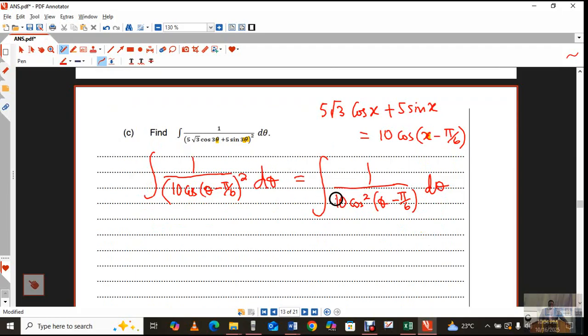I must just also mention that this is going to become 100 because you're squaring. 10 squared is 100, and when you square this, it becomes cos square. All right. Why is this so important? Because this can be rewritten as 1 over 100, and cos square becomes sec square. So that is sec square of theta minus pi over 6, and we integrate with respect to theta.